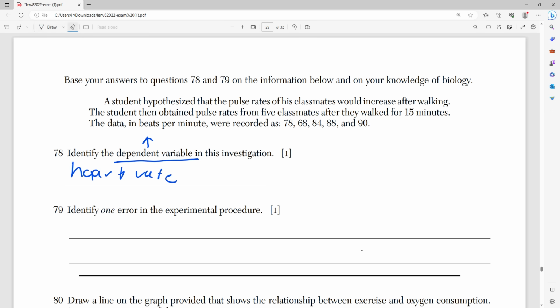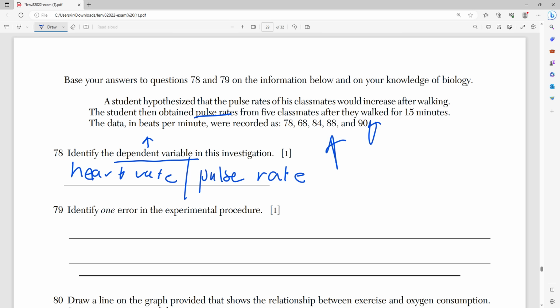The heart rate, H-E-A-R-T rate, right? Or slash the pulse rate, right? That's the thing that is being measured, right? The experiment is actively making them walk for 15 minutes, which in turn changes the beats per minute. Also, they're trying to record or find a change in the heartbeats per minute, and the dependent variable is usually the thing that you're either looking for or the thing that you're testing for, right?